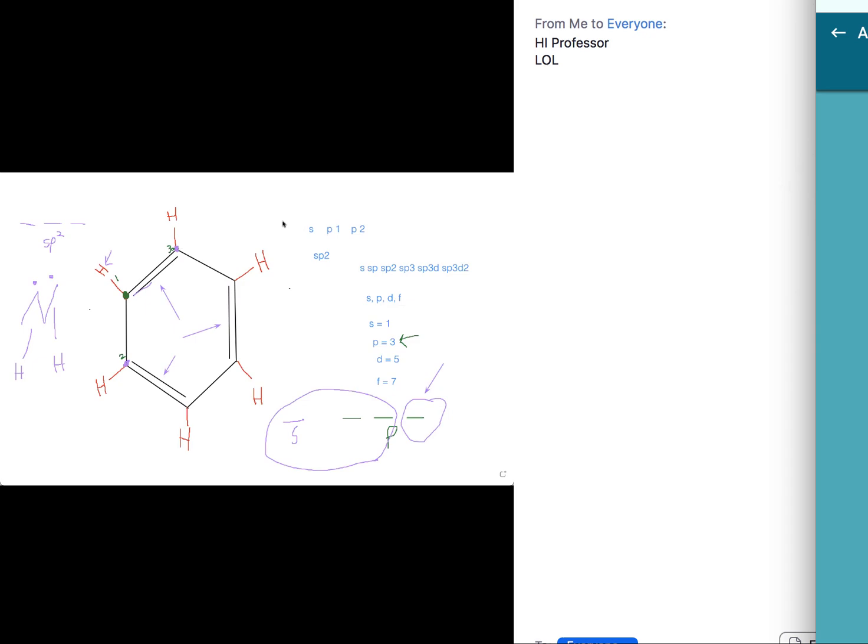And when you do that, you start by looking at the carbon, and then you look at the things that are directly attached to it. So you kind of draw the line down here. That's one thing.